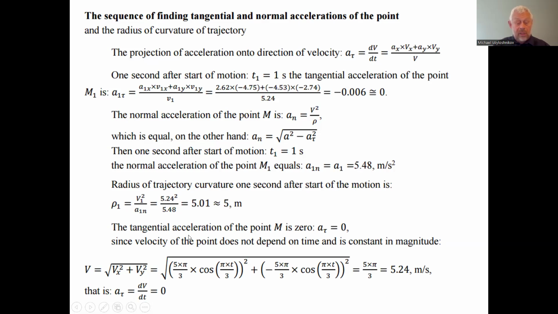The tangential acceleration of the point M1 is zero, since the velocity of the point does not depend on the time and is constant in magnitude, so the tangential acceleration is equal to zero. We can do this by substituting into the original parametric dependence. This is the equation.